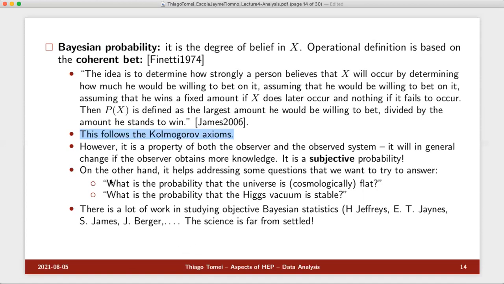Or what's the probability of the universe being flat? Or what's the probability of the Higgs vacuum being stable? So bottom line, we are not going to solve this here. I just want to draw your attention to this, okay? And by the way, there is some work on studying objective Bayesian statistics, but this is a very active field of research in mathematics. So work to be done still.